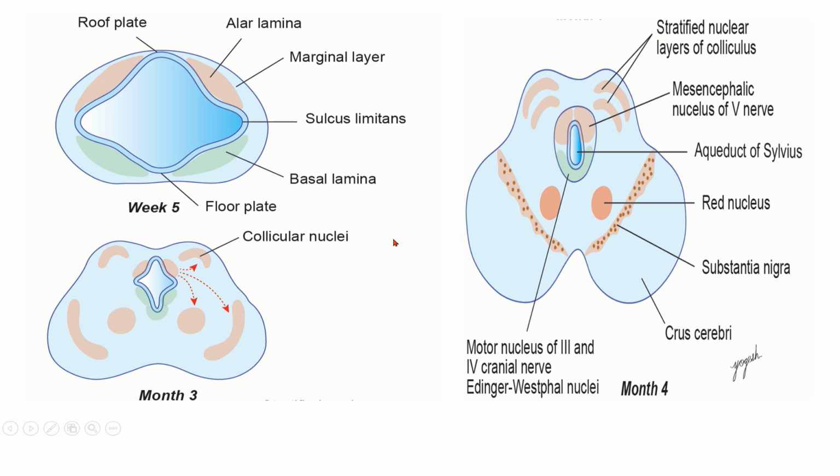You can see here, this is the development of the midbrain. So this is the basal lamina, this is the alar lamina. So this basal lamina is actually the motor component. The alar lamina is the sensory component. You can see the alar lamina differentiating into formation of the colliculi, and the alar lamina will also form the red nucleus and substantia nigra. This basal lamina will give rise to the oculomotor nerve nucleus, then the trochlear nerve nucleus, and the Edinger-Westphal nucleus.